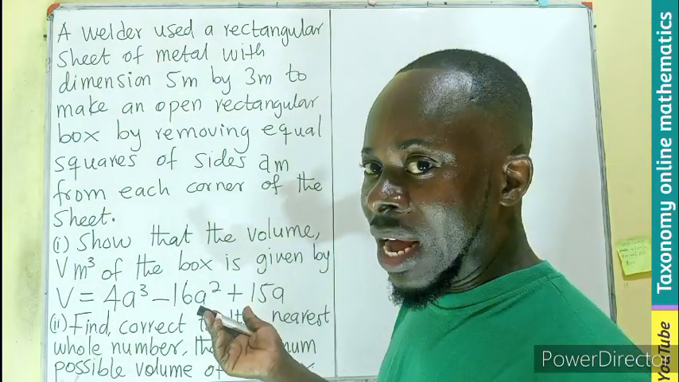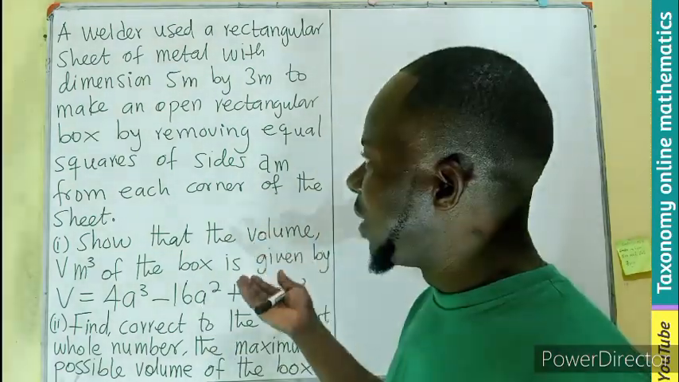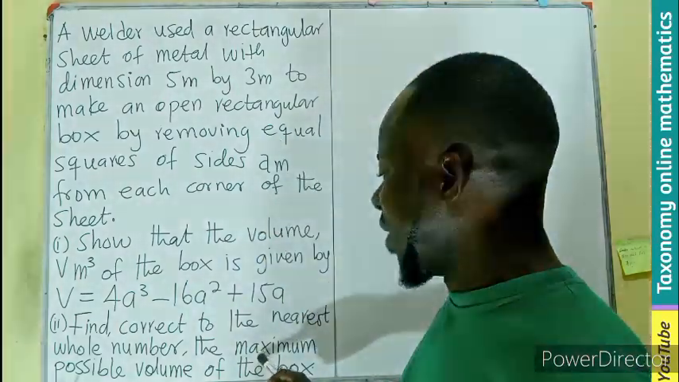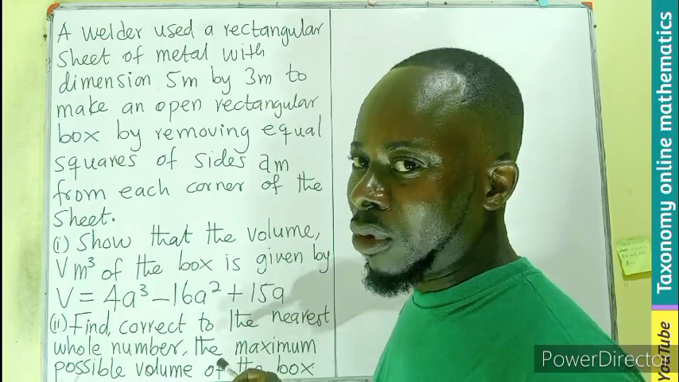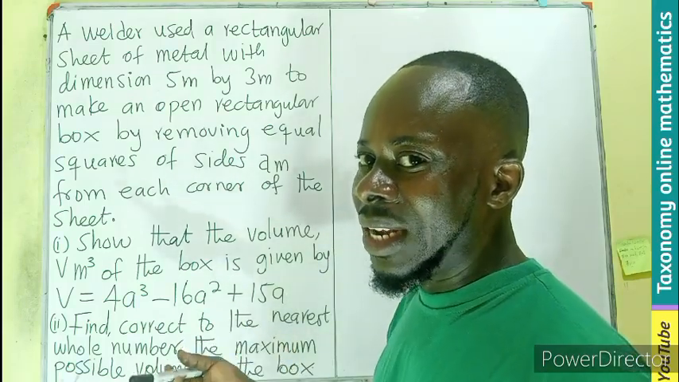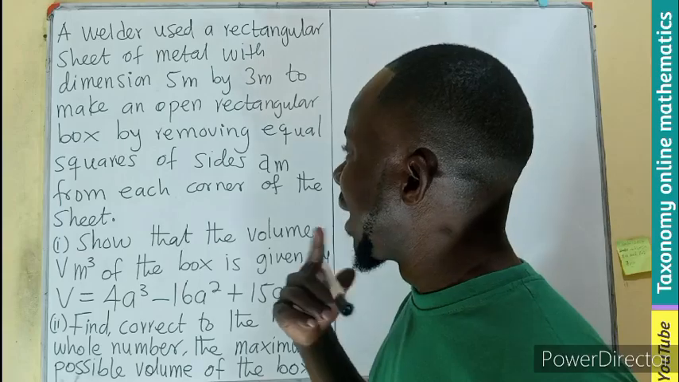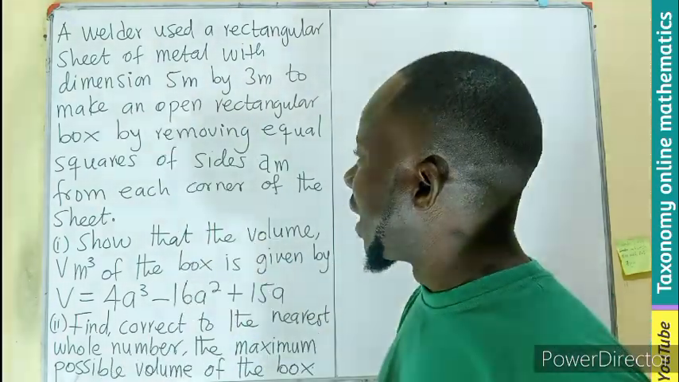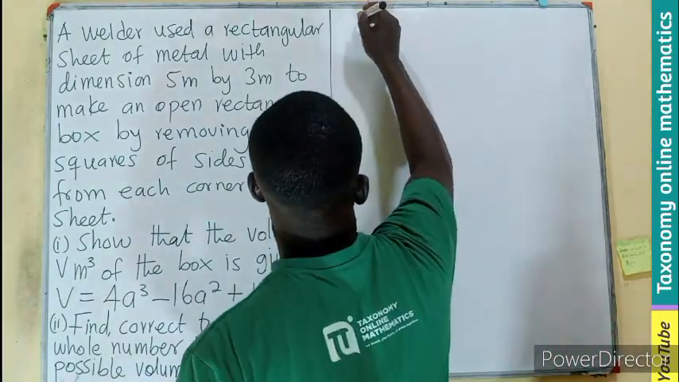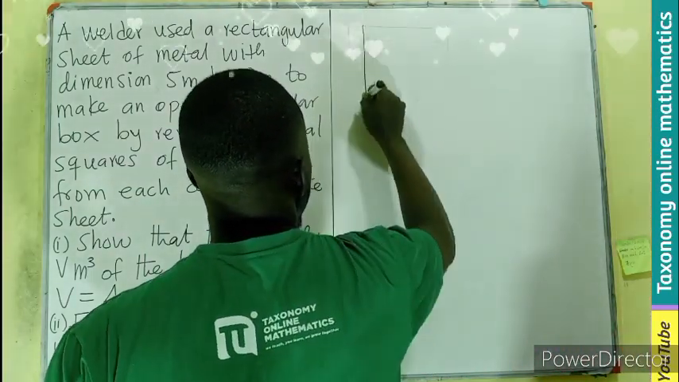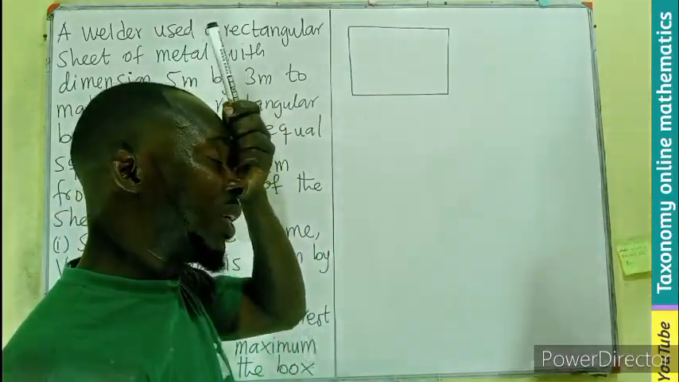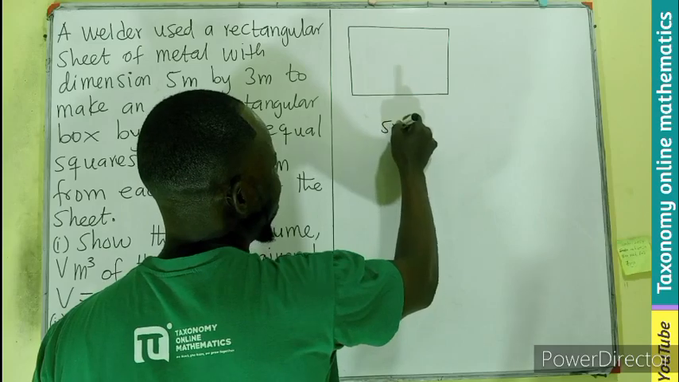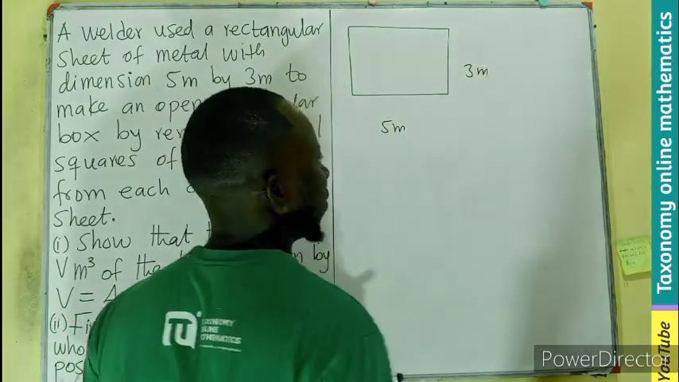First of all, identifying this to be a differentiation question, because we are going to have the use of maximum or minimum. So that will be dealing with what? Second derivative. First of all, we need to make a sketch of the rectangular sheet that the welder will be using. If I have this as our rectangular sheet of metal, we are aware that the dimension is 5 meters by 3 meters, right?